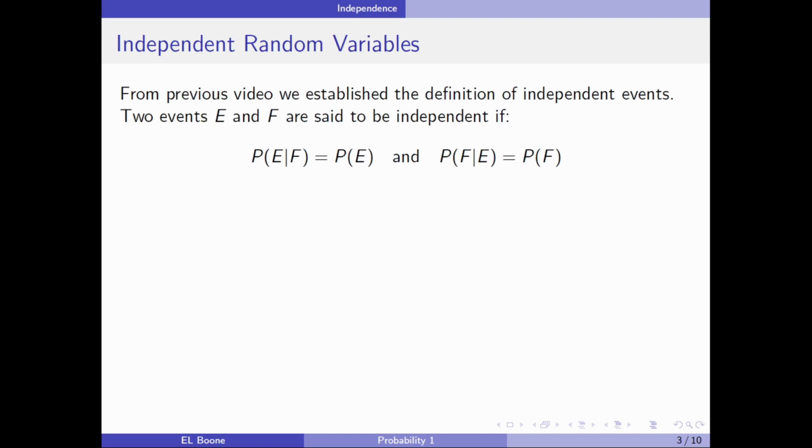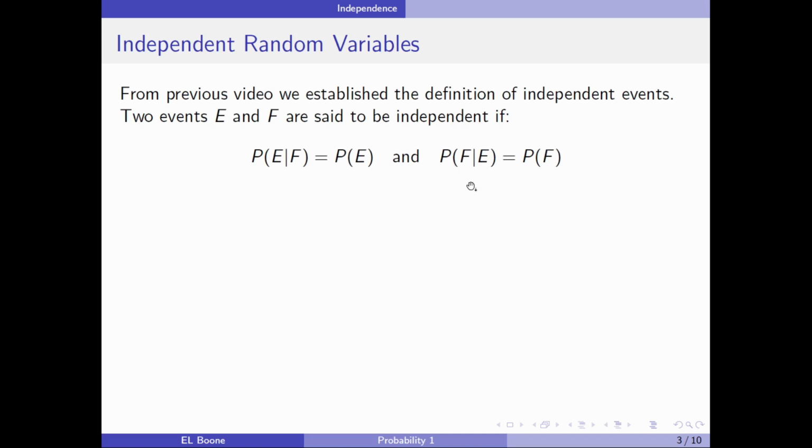From way back, in one of the early videos, we talked about the definition of independent events. Two events, E and F, are said to be independent if the probability of E given F is equal to the probability of E, which means knowing F doesn't change anything about the probability of E. This other condition must also hold: the probability of F given E is equal to the probability of F, which means knowing E doesn't tell me anything about the probability of F.